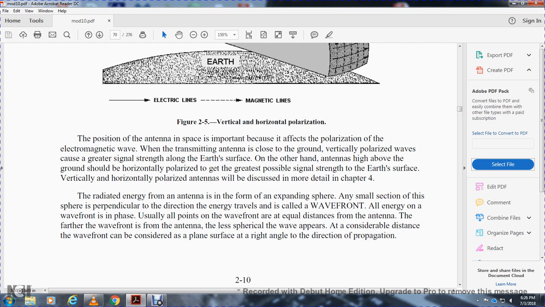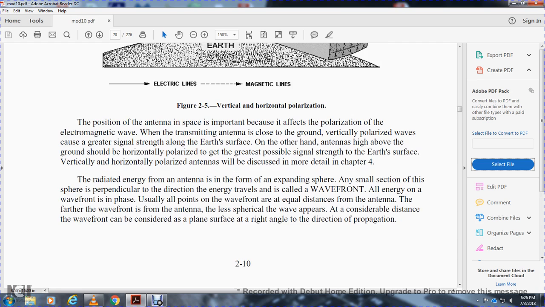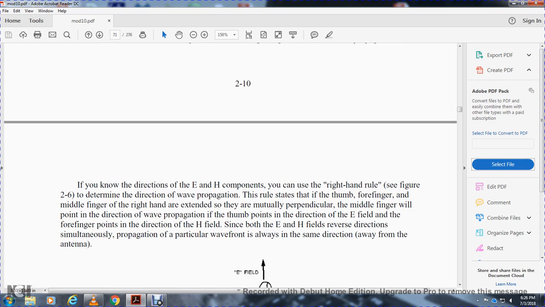At considerable distance, the wavefront is considered a plane surface at right angles to the direction of propagation. If you know the direction of the electric and magnetic components, you can use the right-hand rule to determine the direction of wave propagation.